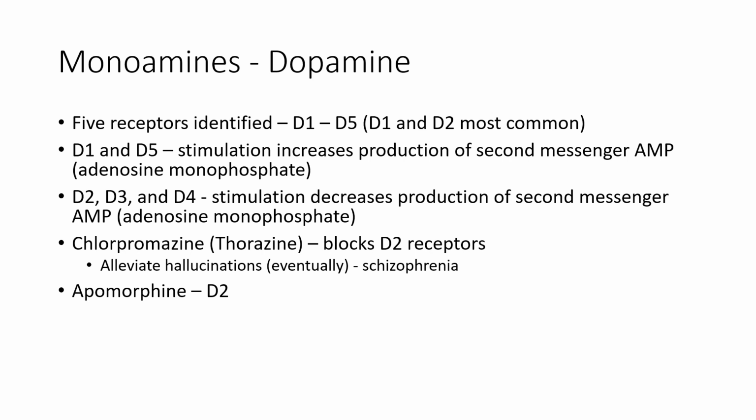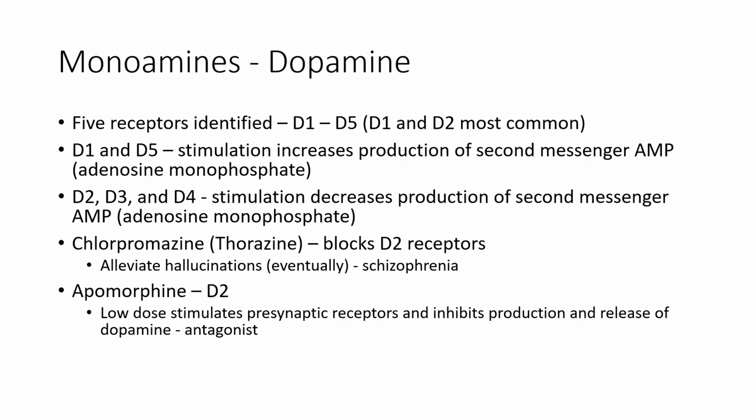Also, apomorphine also interacts with the D2 receptor. In low doses, it stimulates the presynaptic receptors, or the sending receptors, and inhibits production and release of dopamine. So if it is inhibiting dopamine release, it is an antagonist. So it is going to reduce the effectiveness of dopamine. In high doses, it can actually stimulate postsynaptic receptors and become an agonist. So this drug is interesting. In low doses, it can be more antagonistic. In high doses, it can actually be agonistic.